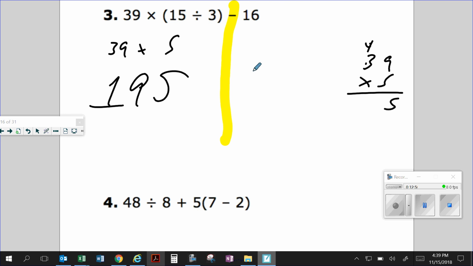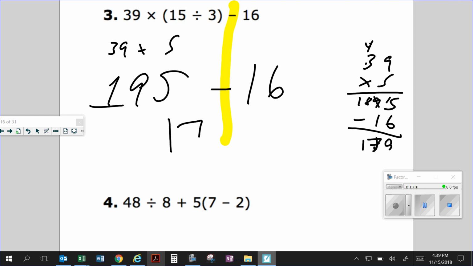In our right term, I see 16. What do they want you to do with the left term and the right term? Subtract the two numbers. 195 minus 16, let's regroup, that's 179.